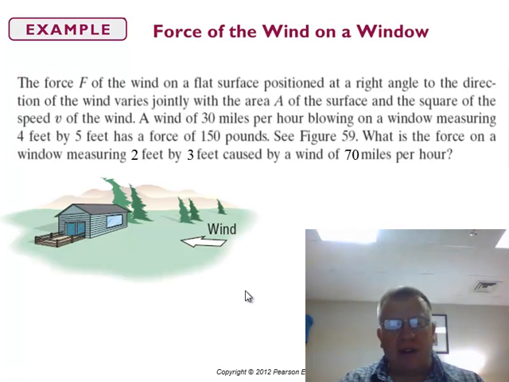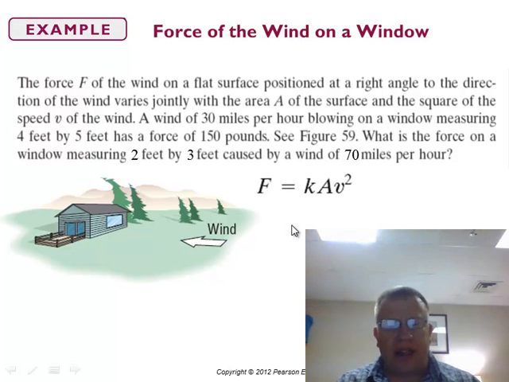All right, let's do yet another example where we have combined variance. This one has to do with the relationship between the force of wind on a flat surface at right angle to the direction of the wind. The relationship between that force and the area of the surface and the square of the speed of the wind. So let's go ahead and take a look at that relationship.